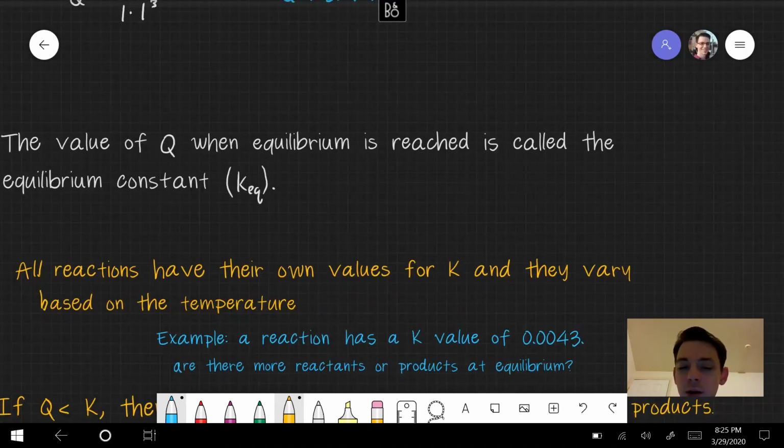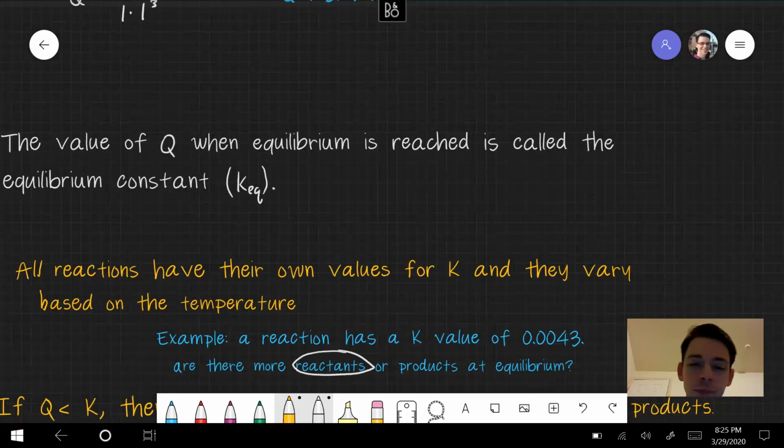Well, if the K value is quite small, like it is in this case, that means I don't have a very big numerator and I have a quite large denominator. Remember, the denominator is the reactants. Okay, so small K values mean that we have a lot of reactants left at equilibrium. Some reactions have very large K values, meaning that they predominantly make products if given enough time.